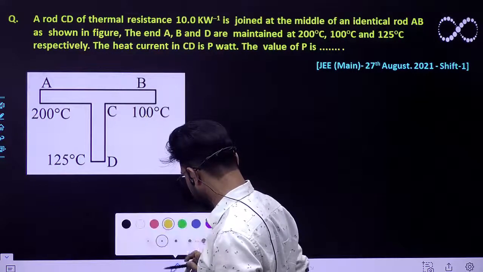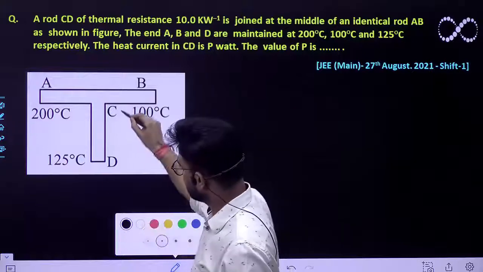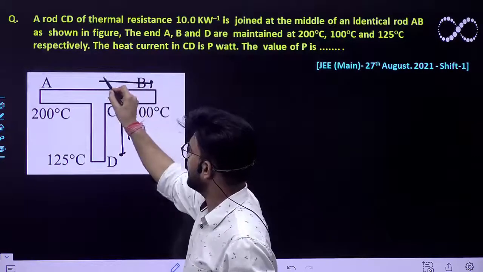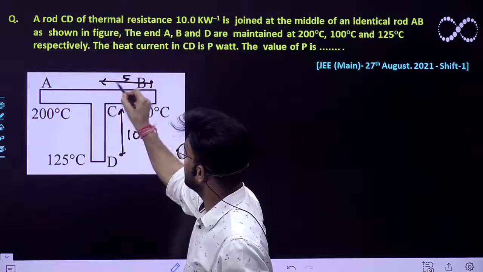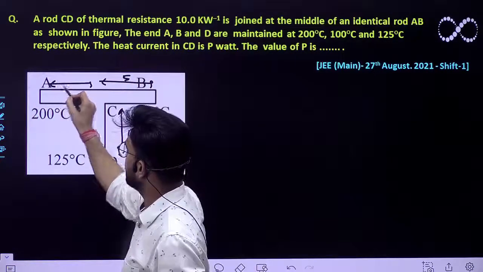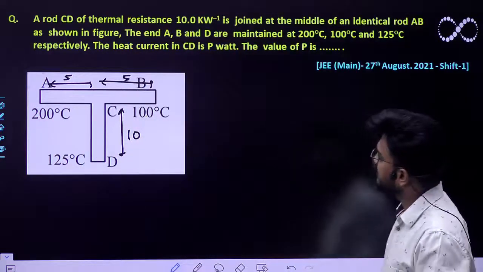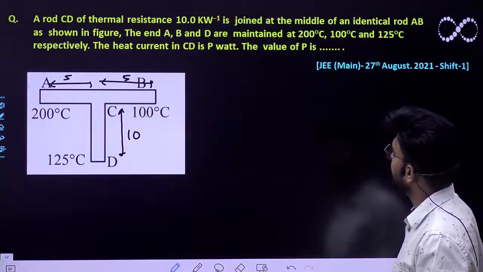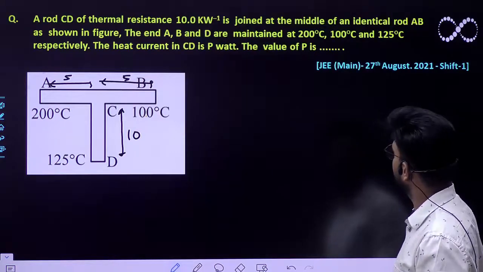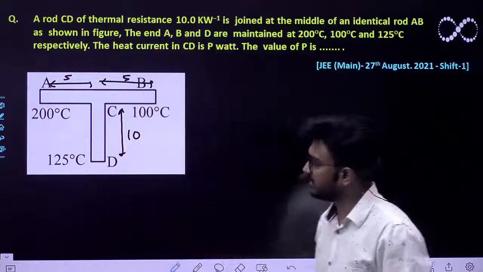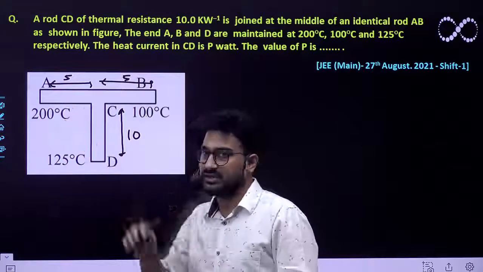So this much portion would have a thermal resistance of 10, and this portion would have a thermal resistance of 5, and this portion would also have a thermal resistance of 5. Now the ends A, B, D are maintained at 200 degrees, 100 degrees and 125 degrees respectively. So these ends have been maintained at different temperatures.